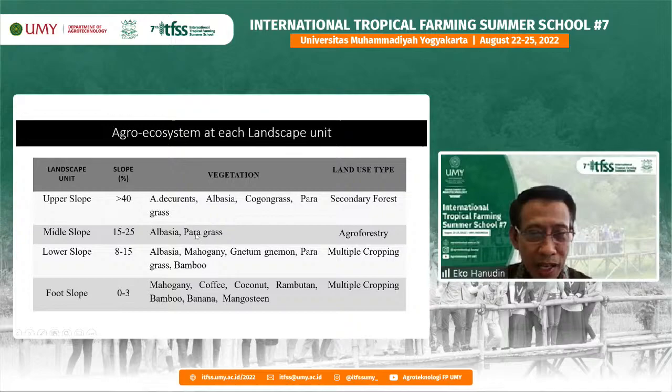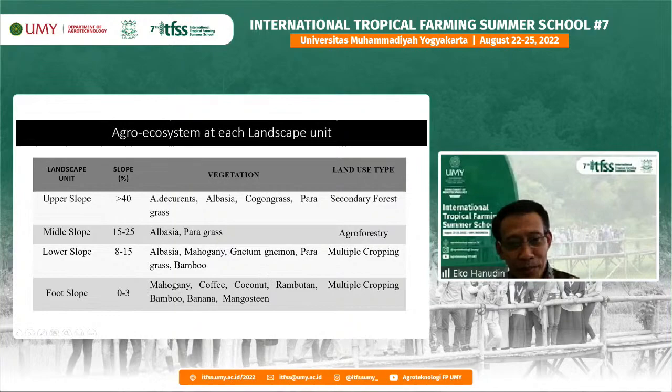This is categorized as agroforestry. And at the lower slope, with slope around 8 to 15%, we observe plants such as Albasia, mahogany, Gnetum gnemon, paragrass, and bamboo. This is categorized as multiple cropping. The same at the foot slope, we observe multiple cropping with a slightly different composition of plants. Besides mahogany, we also found coffee, coconut, rambutan, bandu, bamboo, banana, and mangosteen.